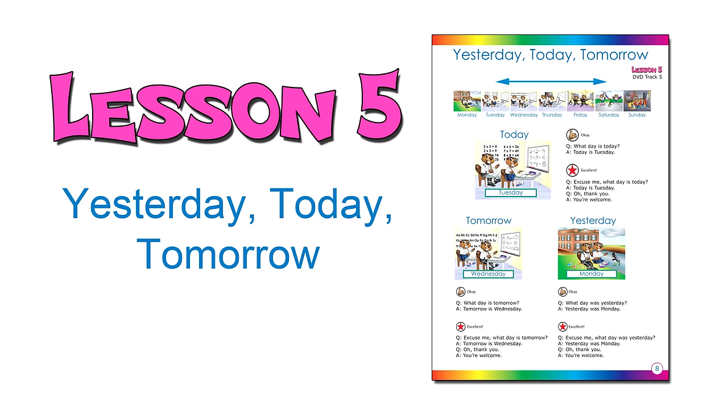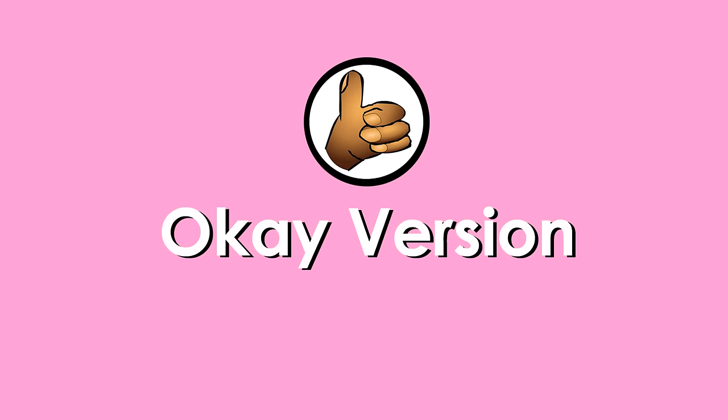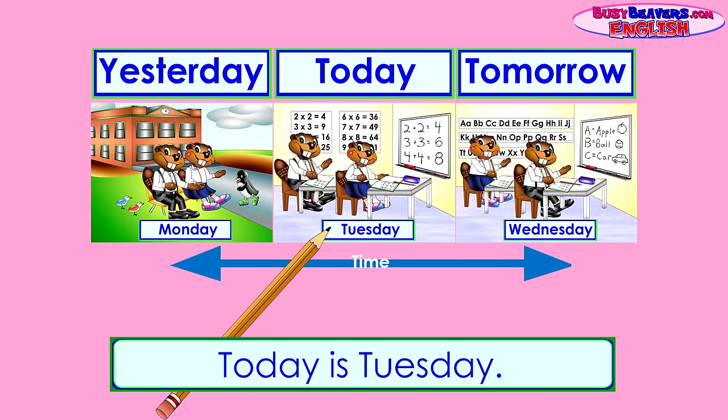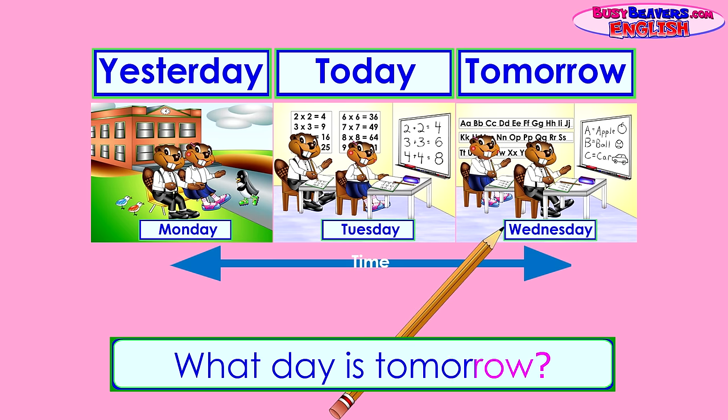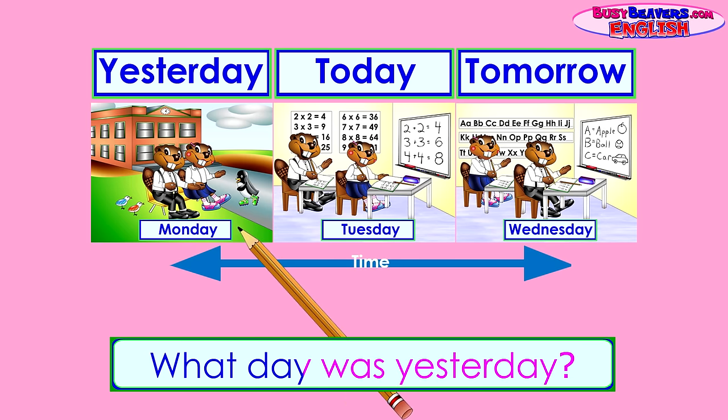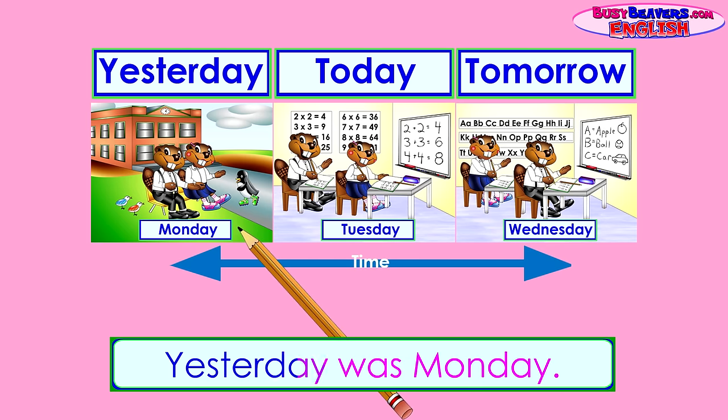Lesson 5. Yesterday, today, tomorrow. What day is today? Today is Tuesday. What day is tomorrow? Tomorrow is Wednesday. What day was yesterday? Yesterday was Monday.